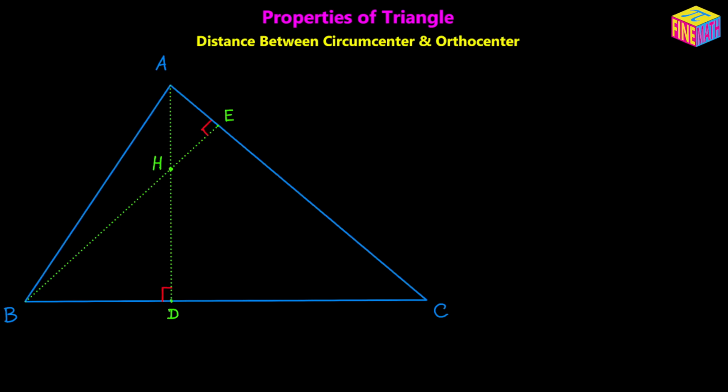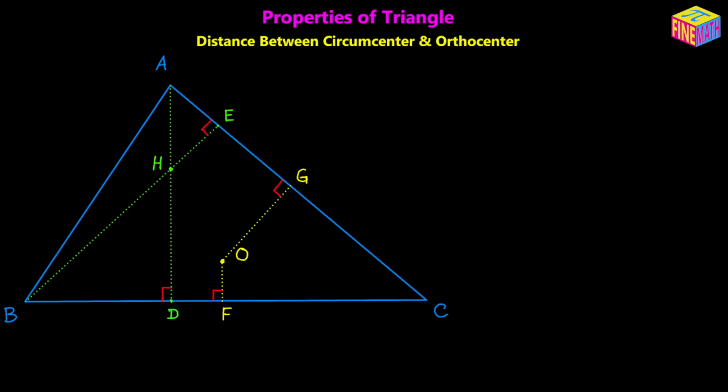Next, we are going to find out the circumcenter. Now for circumcenter, we have to draw the perpendicular bisectors. First, I am going to draw the perpendicular bisector of the side BC, and then I am going to draw the perpendicular bisector of the side AC, and their point of intersection is called the circumcenter, and it is usually denoted by the uppercase letter O.